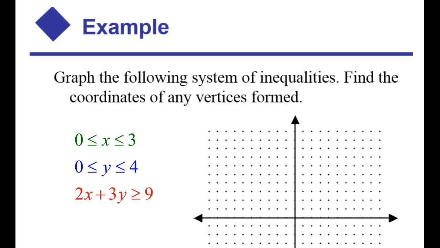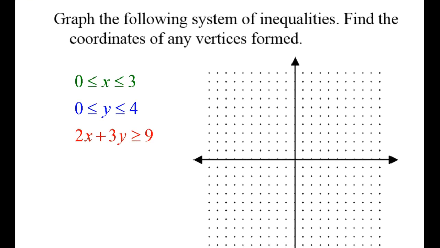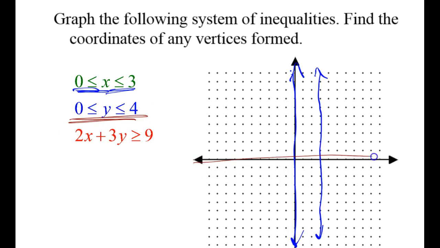Alright, so this is my last example. Sometimes you have multiple equations. This means x is standing up at 0. It's a solid line. This means x is standing up at 3. It's a solid line. And so I know x is between. So my answer is going to be between these two vertical lines. I've got a horizontal line at 0. And I've got a horizontal line at 4. So now I know that the solution is in this box somewhere.